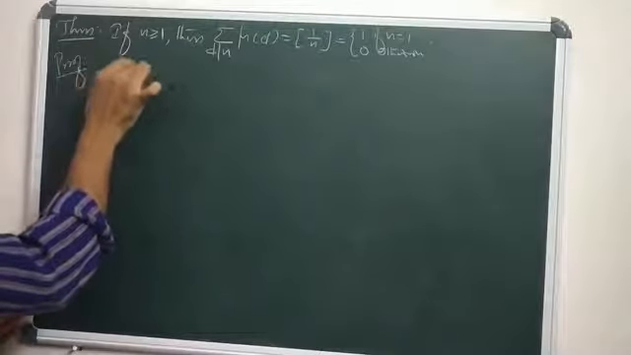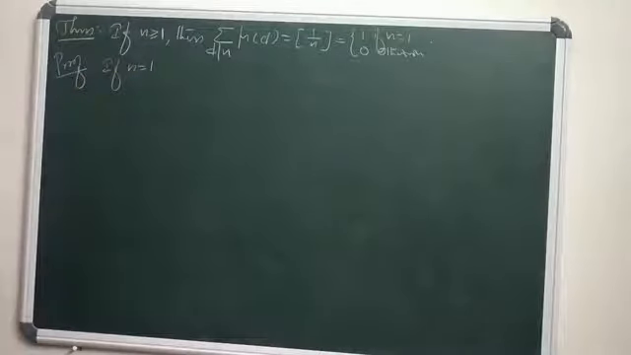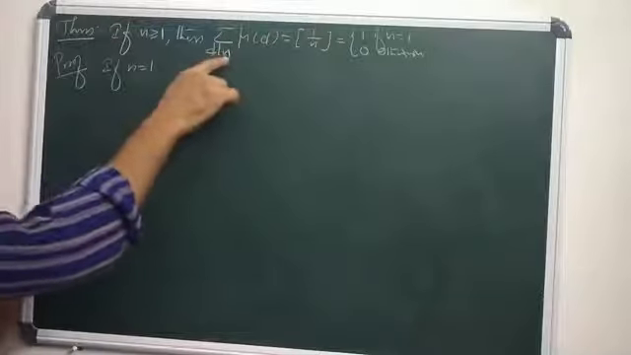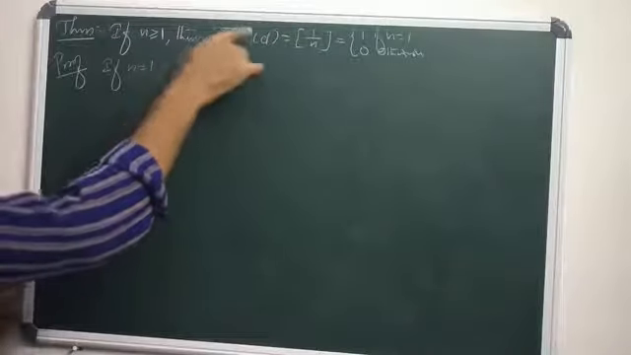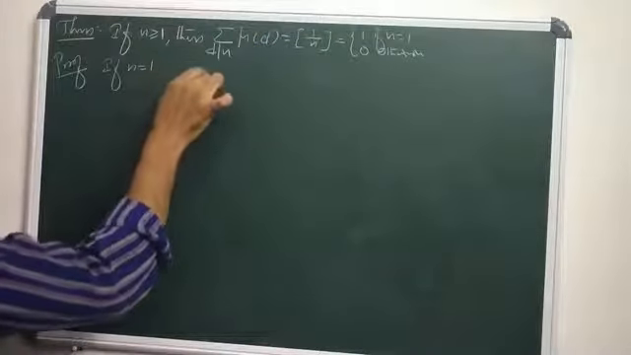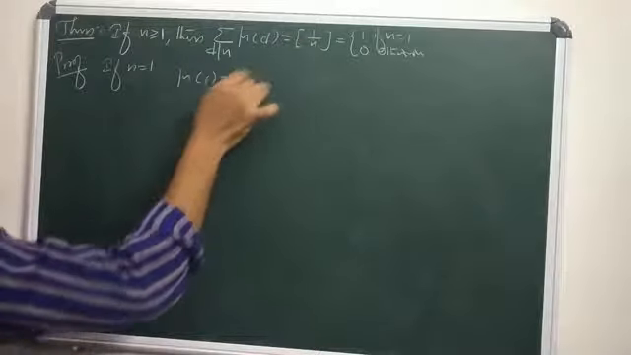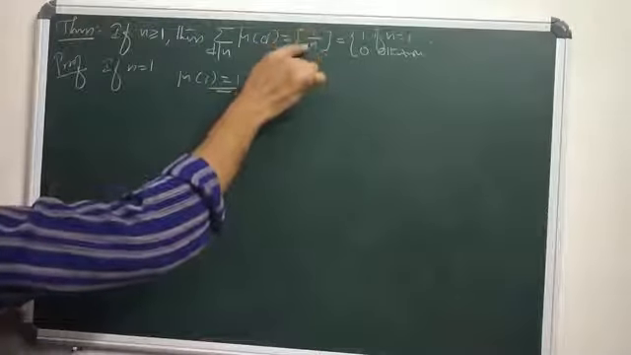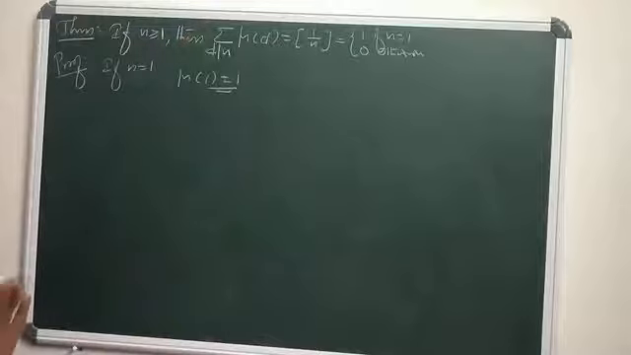If n equals 1, what happens? If n equals 1, then d is also 1, so it is mu of 1. What is mu of 1? We know that mu of 1 equals 1. When n equals 1, the greatest integer of 1 by 1 is 1. So LS equals RS, which means the result is proved. So when n equals 1, the result is immediate.